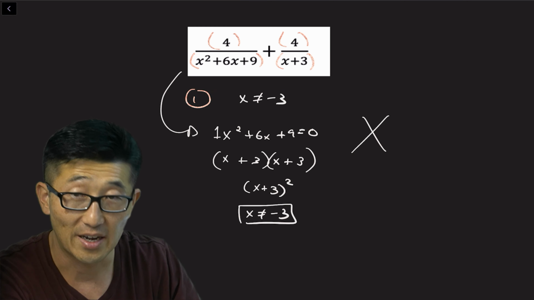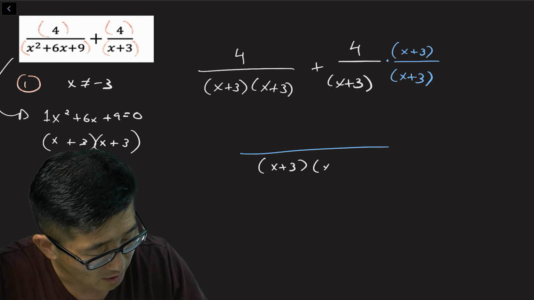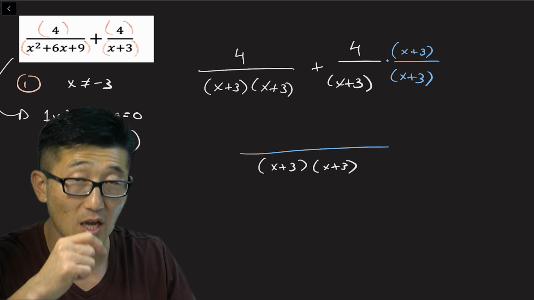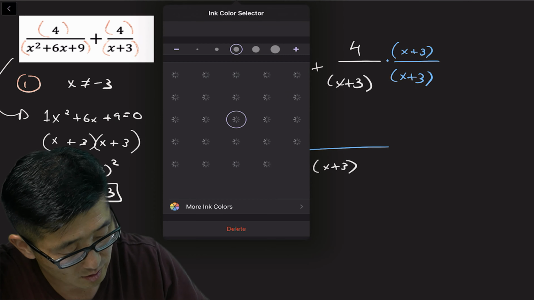So combine the two, and what do we have? We have x plus 3 times x plus 3 in the denominator, and we're going to combine this one: 4 plus 4 times x plus 3, and then we're going to distribute it out. 4 plus 4x plus 12 over x plus 3 times x plus 3.